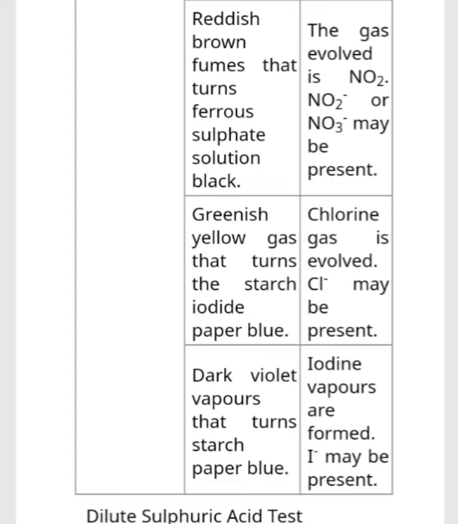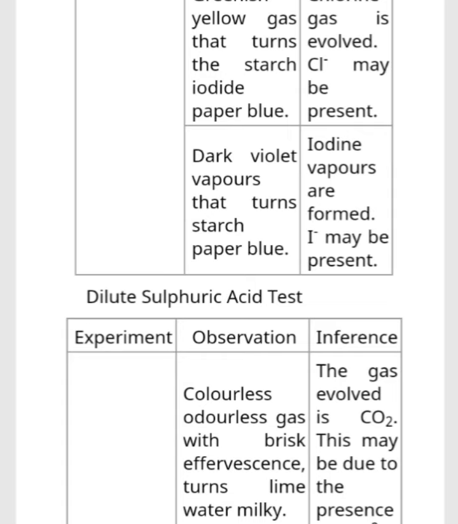Then we have colored gases. Now let's go for colored gases. Reddish brown fumes that turn ferrous sulfate solution black: you can see nitrogen oxides are present. We have so many nitrogen oxides that may be present. Then greenish yellow gas that turns starch iodide paper blue: chlorine gas may be present. So something that is greenish yellow is either chlorine. Can you see that starch iodide paper turns blue?